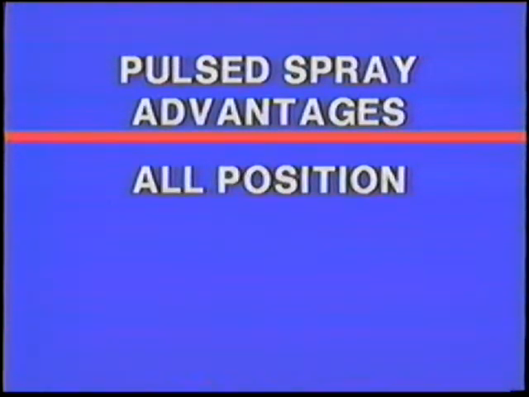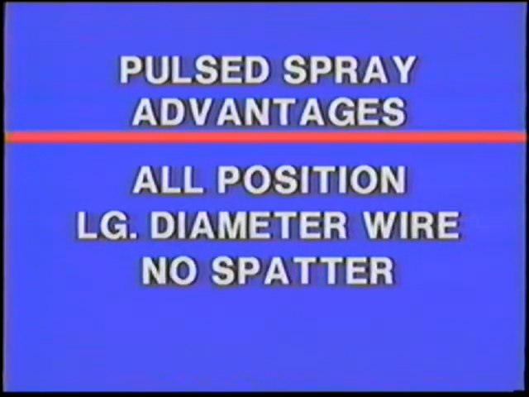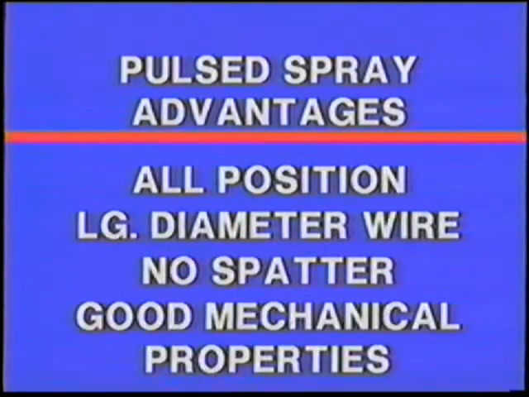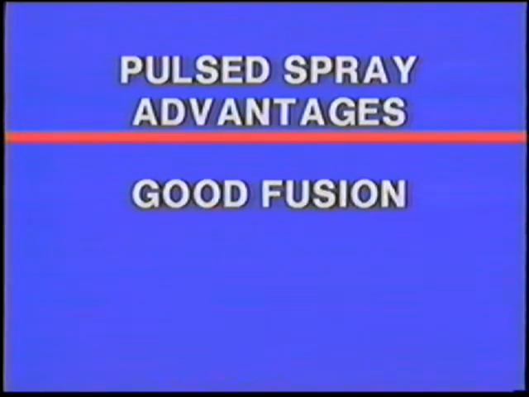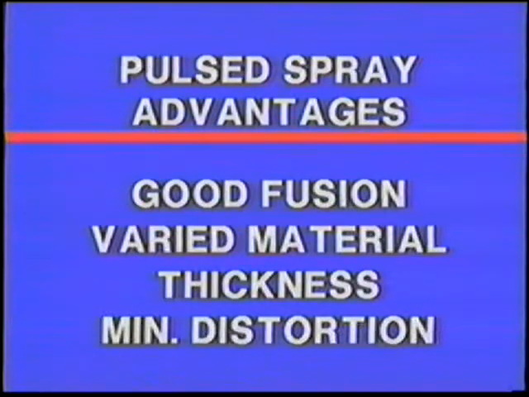Some of the pulsed spray advantages are all-position welding with spray-like transfer, using large diameter wires such as 1/16 ER4043 aluminum, no problems with spatter, good mechanical properties for various metals, good fusion avoids cold lap problems, varied material thickness from 20 gauge up to 1.5 inches and thicker, minimum distortion on various metal thicknesses.